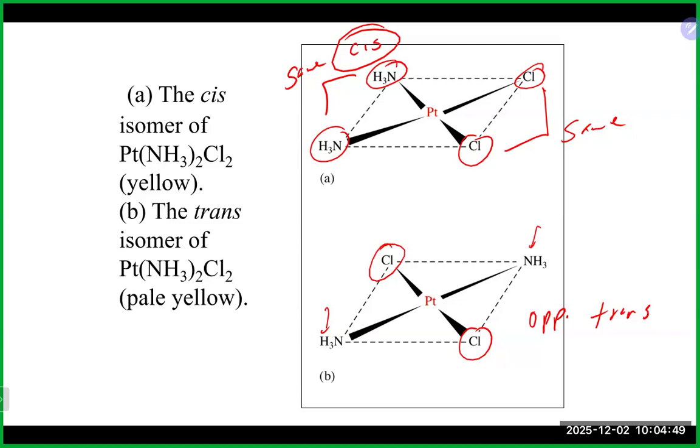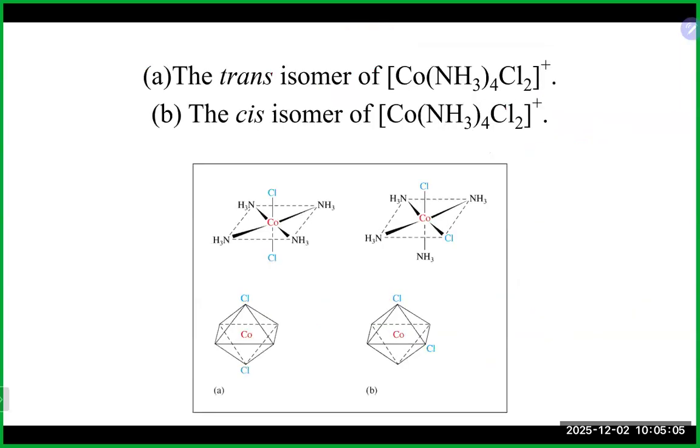You can see just slightly different in terms of color, more yellow color. This is a little bit more pale yellow color due to the arrangement of those atoms. So usually in coordination chemistry, we're talking about cis or trans in location of same side of the plane or opposite sides of the plane.